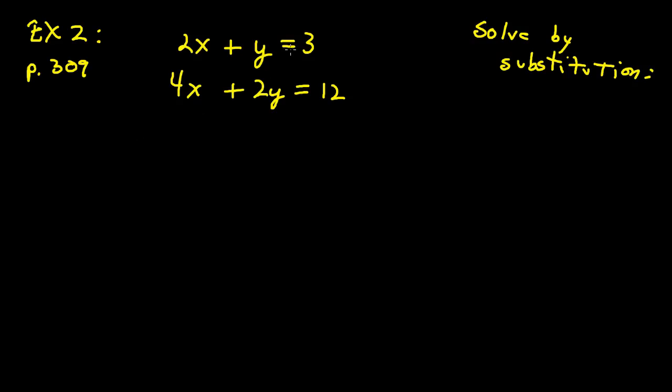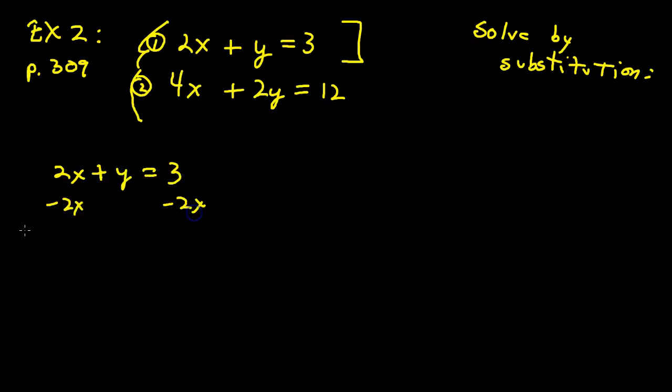All right. If you look at this system, this first equation begs to be solved for y, right? Y has no coefficient on it, so I can easily take that first equation, I'll label it equation 1 if you like, 2x plus y equals 3. We can easily solve for y by subtracting 2x from both sides, so y equals minus 2x plus 3.